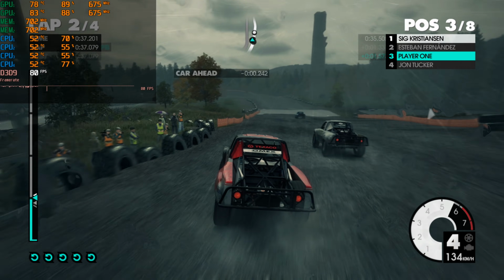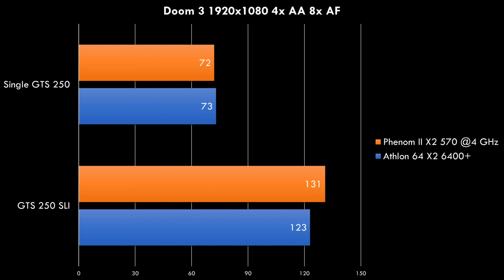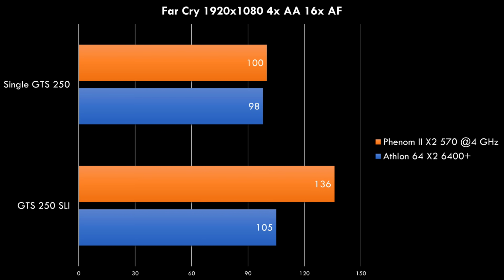But now let's have a look at some benchmarks. So we are on Windows XP. We can see the orange bar, that's the Phenom II X2 running at 4 GHz, and the blue bar is the Athlon 64 X2 6400 Plus, where I got a lot of comments saying that this processor is holding things back. So in Doom 3, the faster processor doesn't make a lot of difference, but we're getting fairly decent scaling from 72 to 131 FPS. Moving on to Far Cry, here the faster processor definitely helps. We're going from 100 to 136 FPS, so a slight improvement of around 36%, but not nearly as good as some of the more modern games that we will look at shortly.